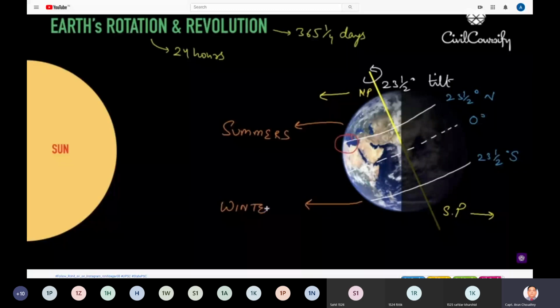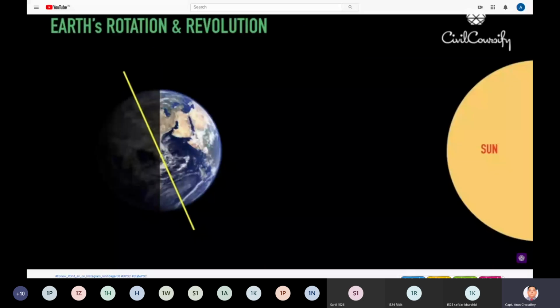ये बहुत ही basic information है, बहुत ही basic concept है, ये आपको पता होना बहुत जरूरी है, इससे आपको equinox और solstice समझने में आसानी होगी. Now if we look at the opposite scenario, the opposite situation, when the earth moving in the elliptical orbit would have reached the opposite side of the sun.